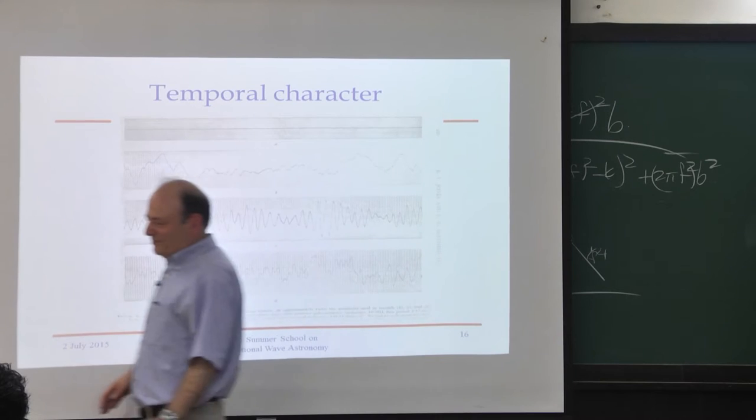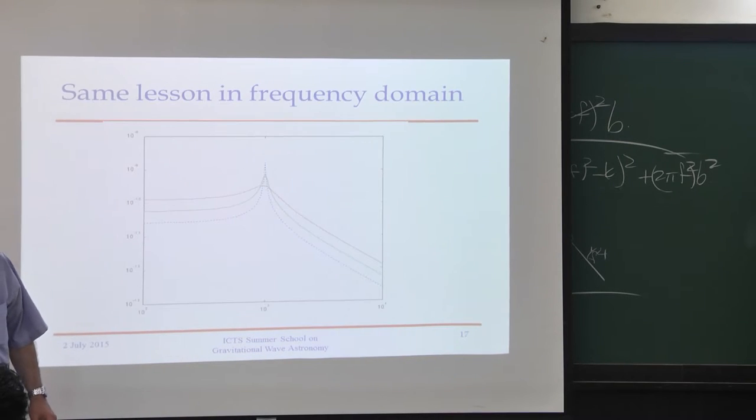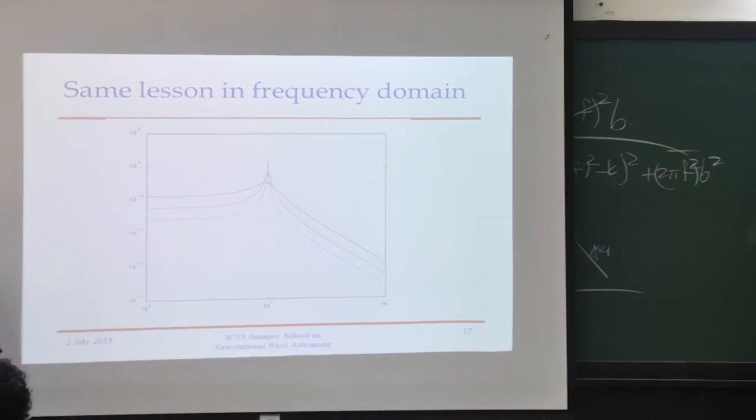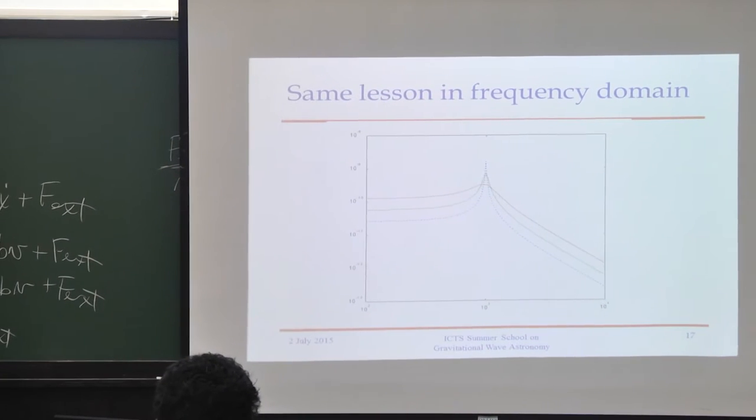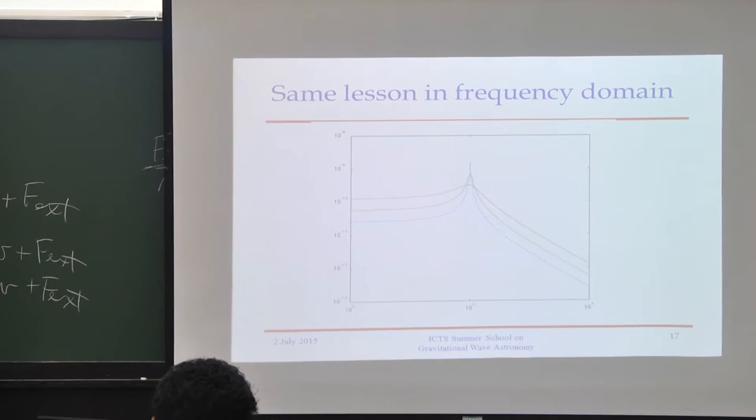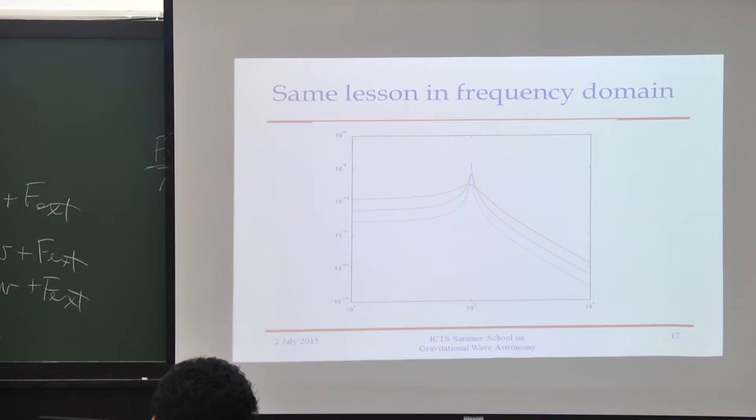Now, here is a power spectral representation. I think I probably took the square root. It's probably amplitude spectral density of those three different cases. In what way are they similar and in what way are they different?